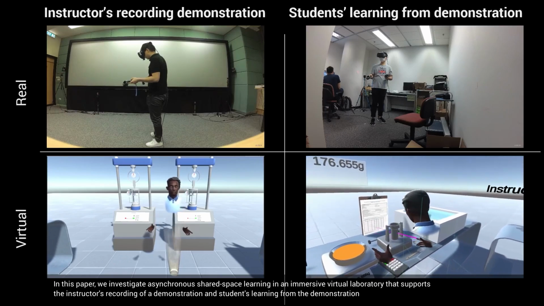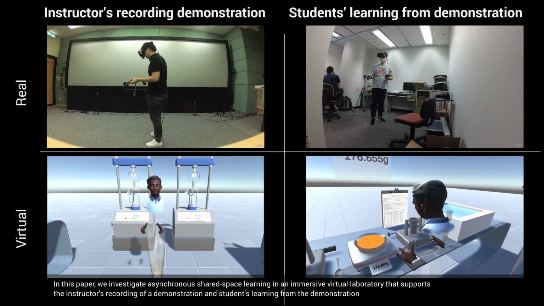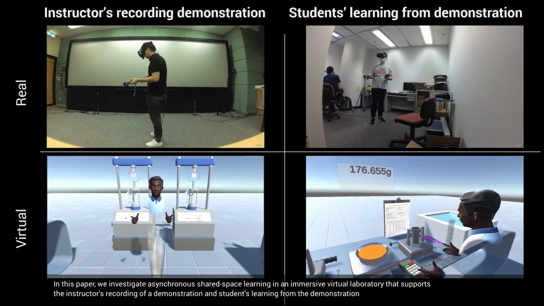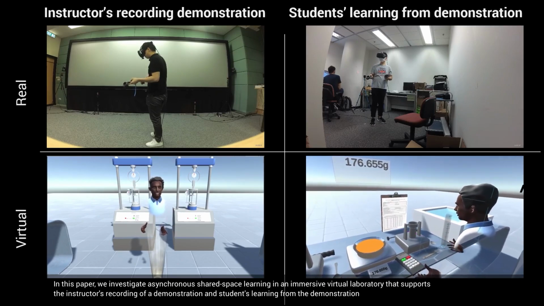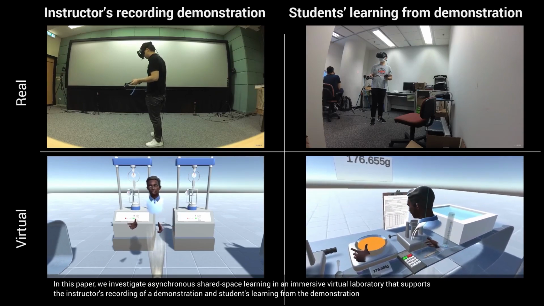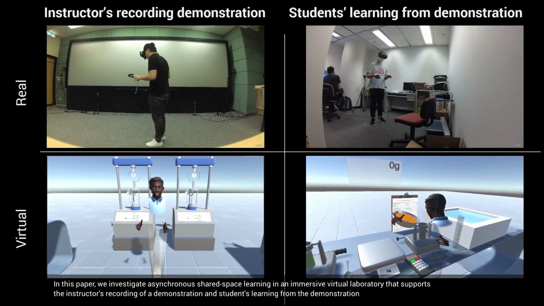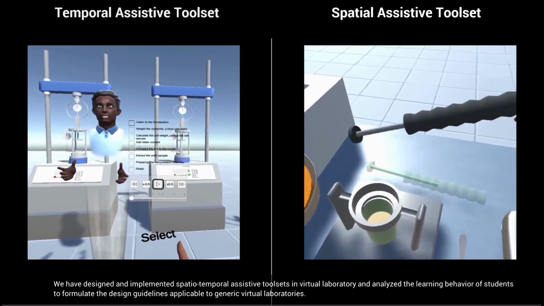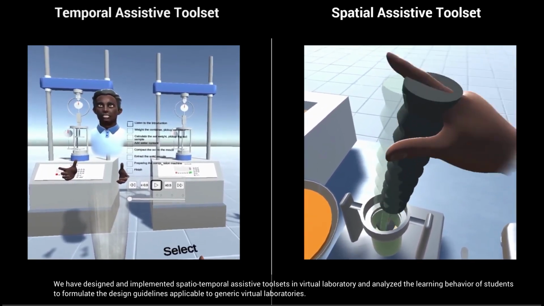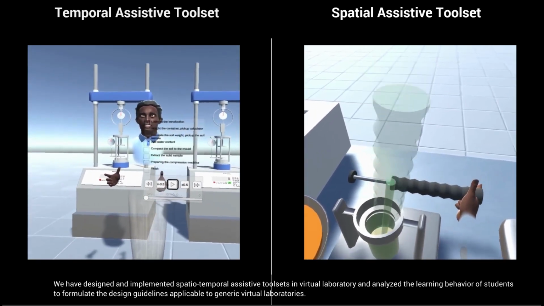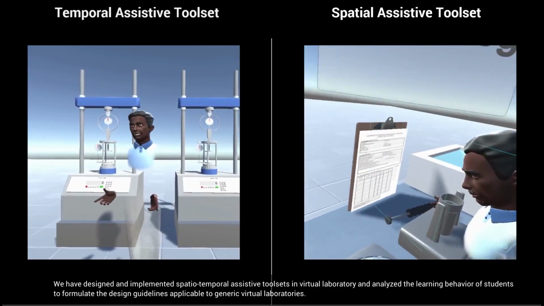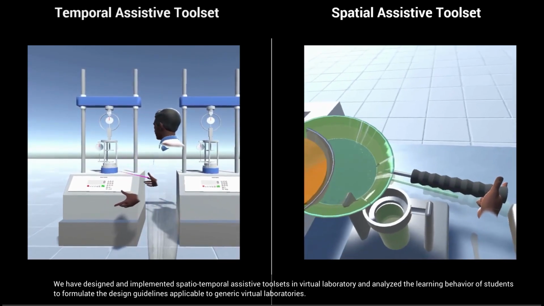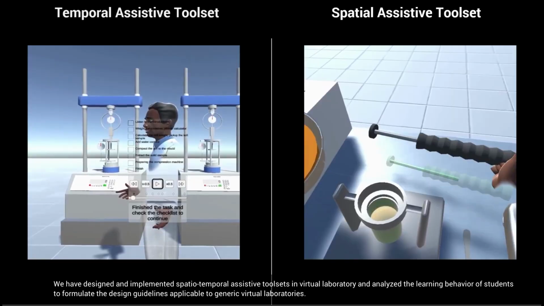In this paper, we investigate asynchronous shared space learning in an immersive virtual laboratory that supports the instructor's recording of a demonstration and students learning from the demonstration. We have designed and implemented spatial-temporal assistive toolsets in the virtual laboratory and analyzed the learning behavior of students to formulate the design guidelines applicable to generic virtual laboratories.